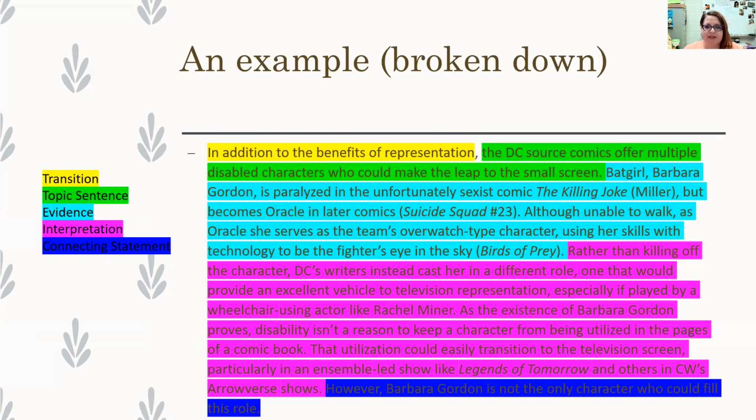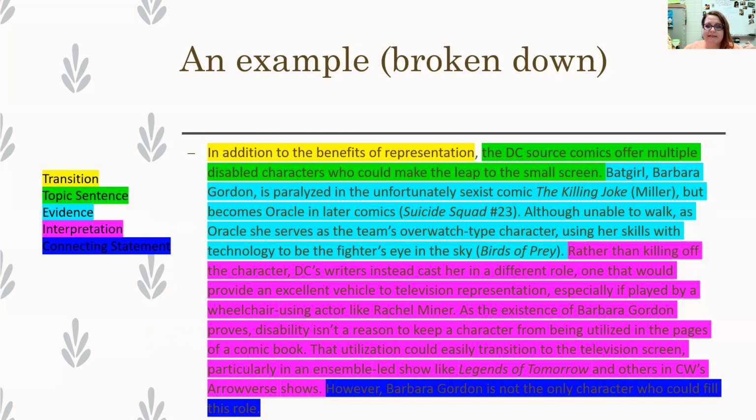And then the interpretation is in that pink fuchsia color. You can see it's bigger. It's the bulk of the paragraph. And honestly, I could have gone longer with it, but I wanted to keep this paragraph short enough so it'll fit on the slide and be able to be read easily. I'm telling my readers, hey, I've given you her background. Let me explain how that background pertains to my ideas of representation and how that representation is important in the comics and then can be moved into the television screen.